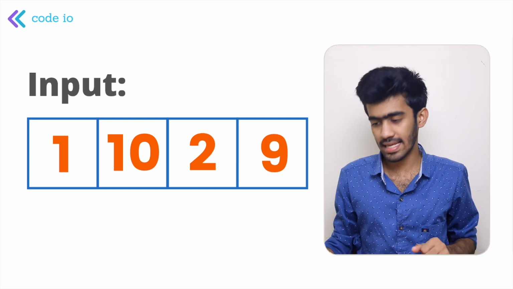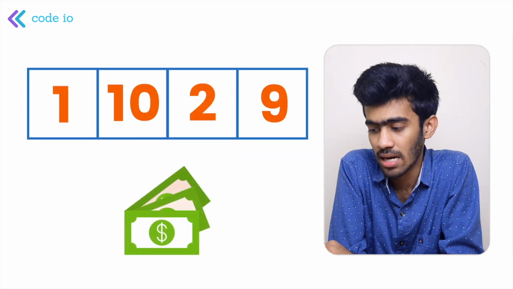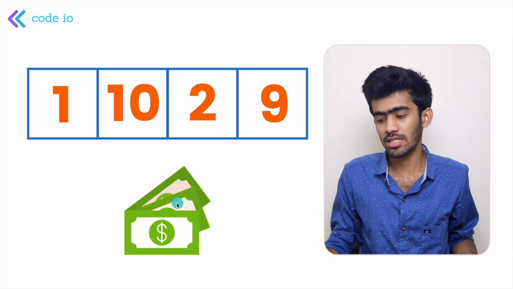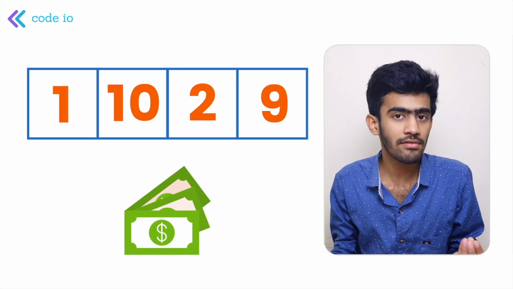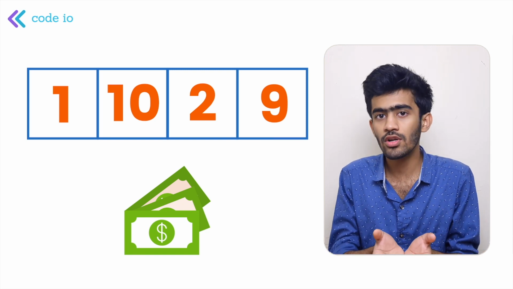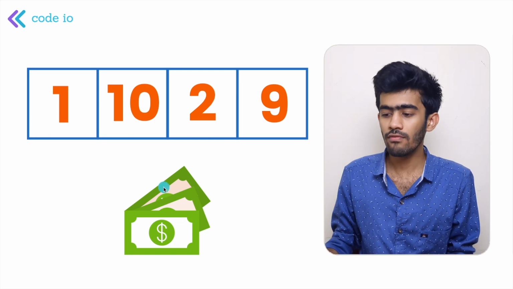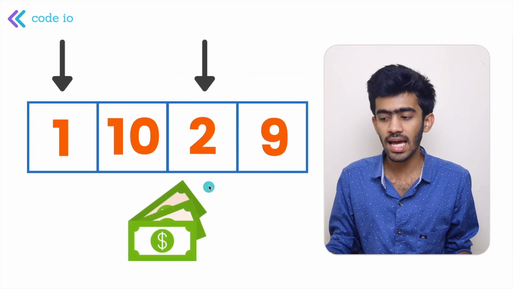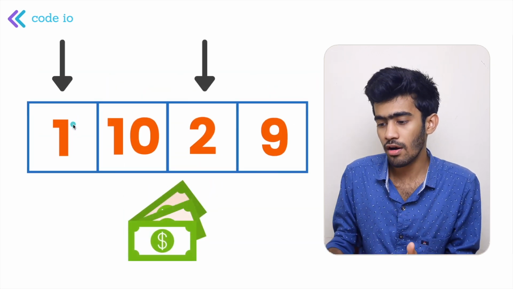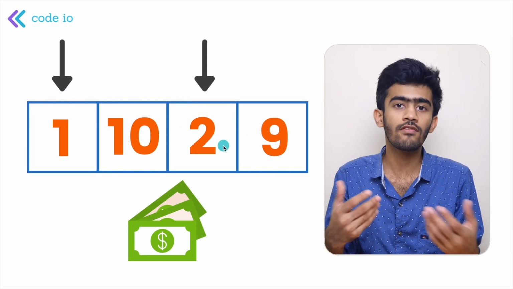So let us take an example. In this example, let us say we have 3 rupees. What are the two values or two flavors that they will buy in order to make the sum 3? Obviously they would buy 1 and 2. 1 plus 2 is 3, and hence the index of 1 and the index of 2 would be returned.